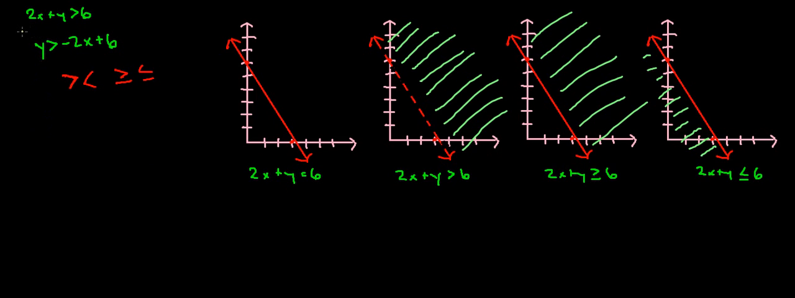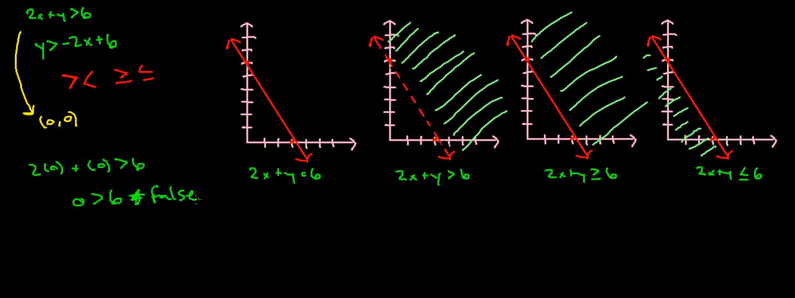If I have this equation and I put in 0, 0, I'm going to get 2 times 0 plus 0 is greater than 6. 0 is greater than 6, which is a false statement. So I would shade the other part of the graph. And in fact, I've already drawn this. 2x plus y is greater than 6.